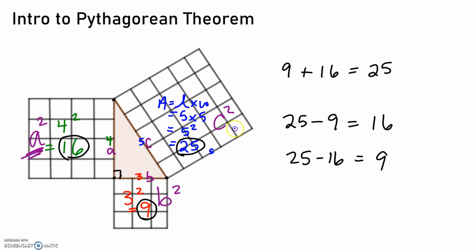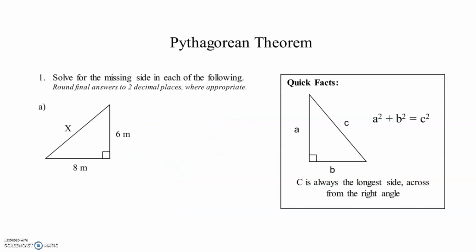And if I use those numbers to replace 25, 9, and 16, at 9, I would have my b squared. At 16, I would have my a squared, and together they equal c squared. And that's where the formula comes from. All right, let's take a look now at our handout.